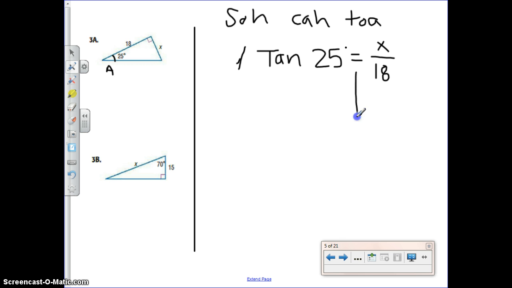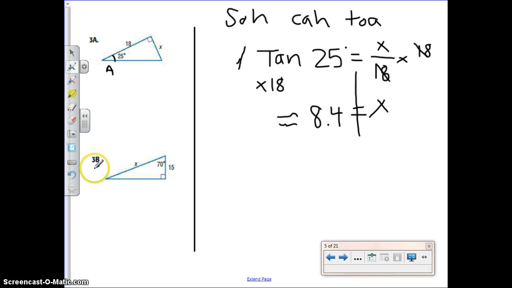So now all we need to do is solve for x. So we're going to multiply first by 18 on both sides. So on the right side here, the 18s will cancel, and we'll be left with x. And if you use your calculator, there is a tangent button, and the sine, cosine, and tangent are just two rows above the numbers. So I find the tangent button, and I put tangent of 25 times 18 is equal to about 8.4. So x is equal to 8.4.